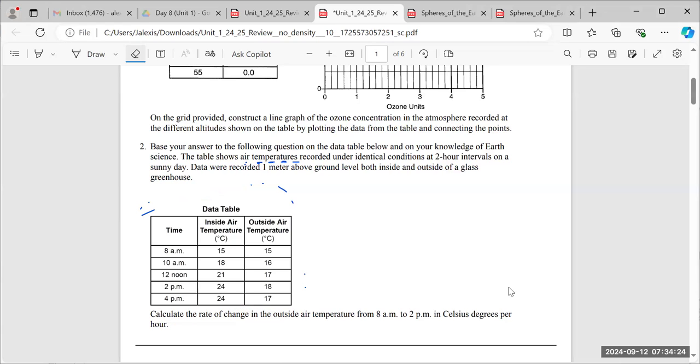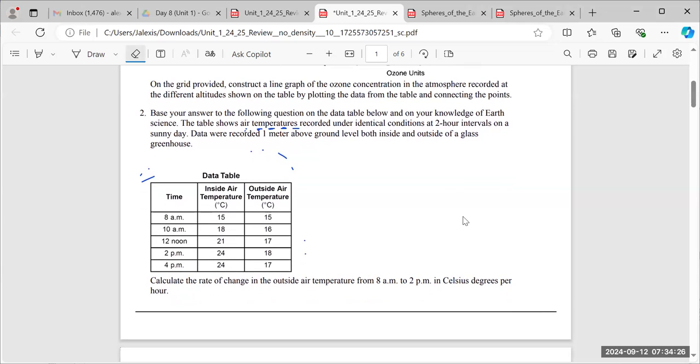And it says, calculate the rate of change in the outside air temperature from 8 a.m. to 2 p.m. in Celsius degrees per hour. So when we're doing any sort of problem, it's good for us to just highlight key parts, especially when you're doing a calculate a rate of change, right? Because I see two categories of information over time: outside air temperature and inside air temperature. So the problem's going to tell me what I need to focus on.